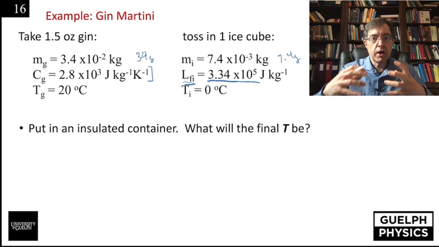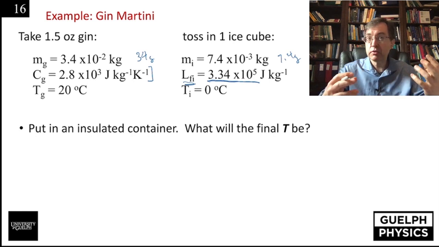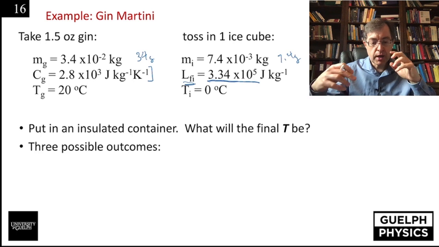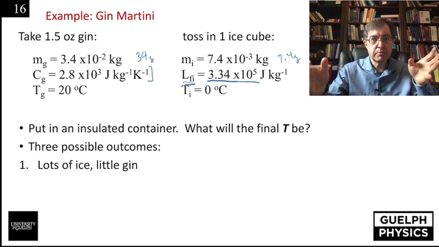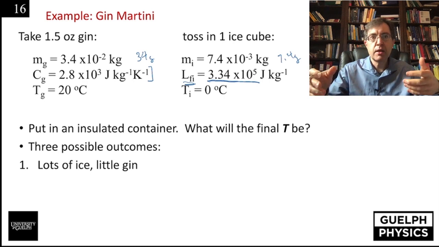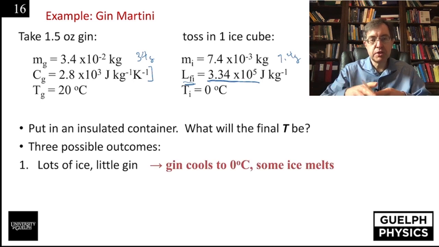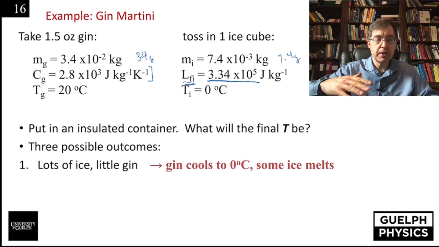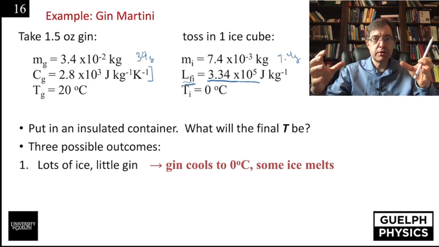And there are three possible outcomes which depend on the relative amount of gin to the relative amount of ice. So if you have lots of ice but little gin, then you can imagine that you're going to basically end up closer to 0 degrees. Well, you're going to end up basically with the ice dominating. And so what will happen is the gin will actually just cool down to the temperature of the ice. And some of the energy that the gin loses will go into melting some of the ice, okay?